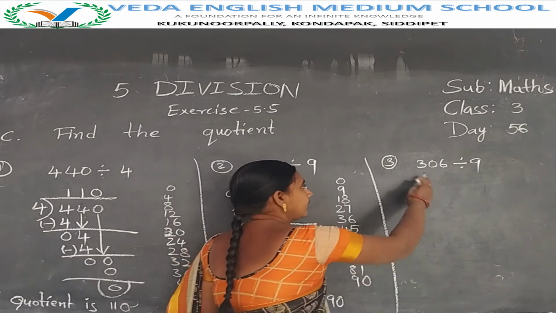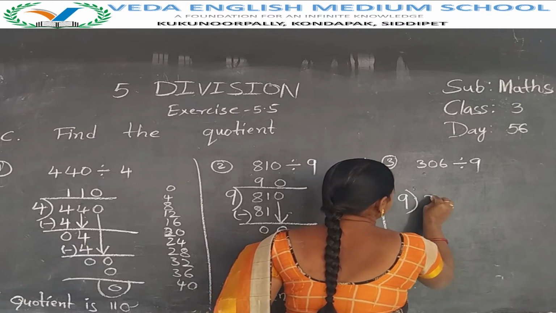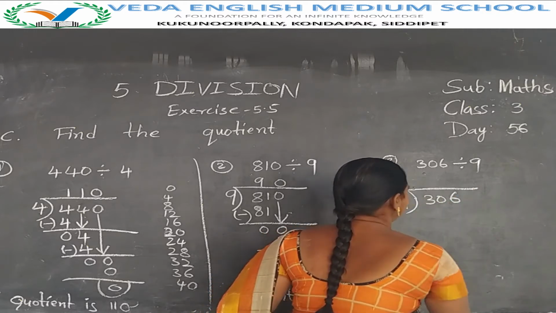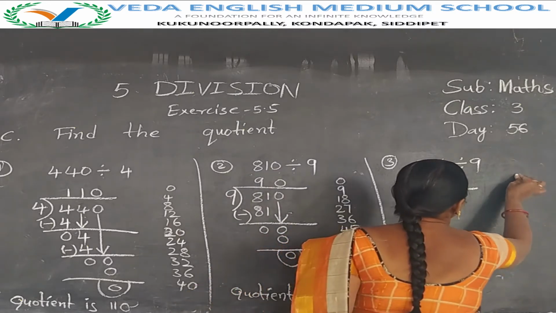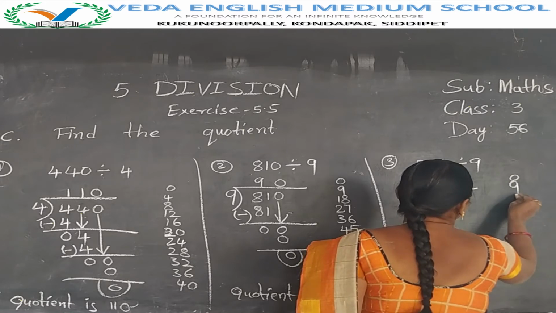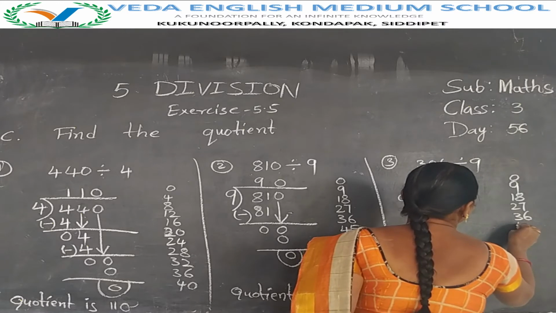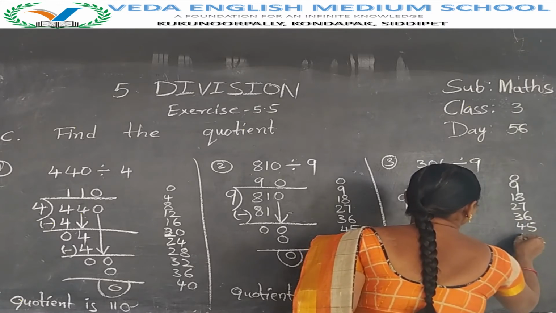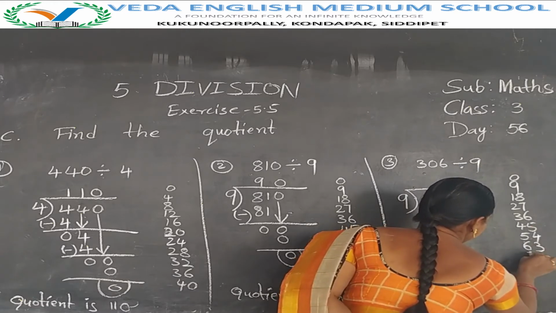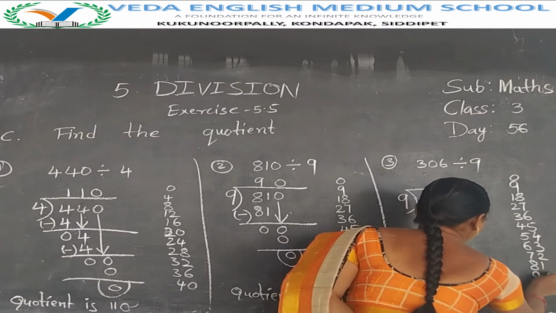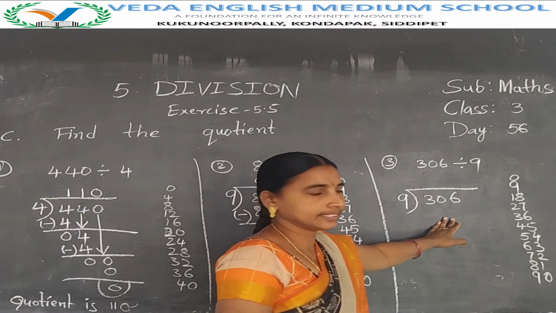Third problem. 306 divided by 9. The divisor is the 9. 306 is the dividend. Okay. Now find out the quotient. So 9 table right here. 9 0s are 0, 9 1s are 9, 9 2s are 18, 9 3s are 27, 9 4s are 36, 9 5s are 45, 9 6s are 54, 9 7s are 63, 9 8s are 72, 9 9s are 81, 9 10s are 90.